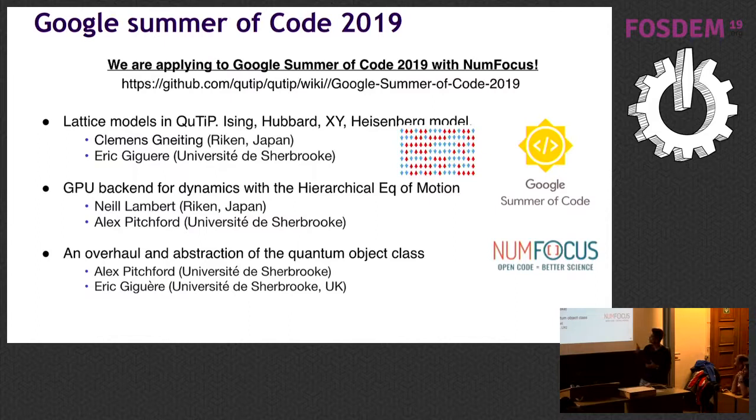So we are trying to make a project where we want to implement very simple spin systems. Then there is another very exciting project, because I personally am interested and will be involved with it. We want to make a GPU backend for the dynamics with this method called hierarchical equations of motion. This is a method from quantum chemistry with which you can simulate spin systems interacting very, very strongly with the environment, and you see these very non-trivial effects.